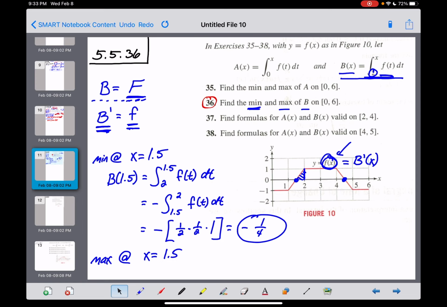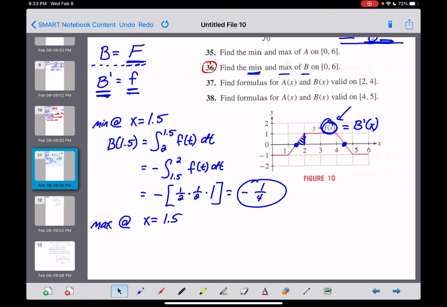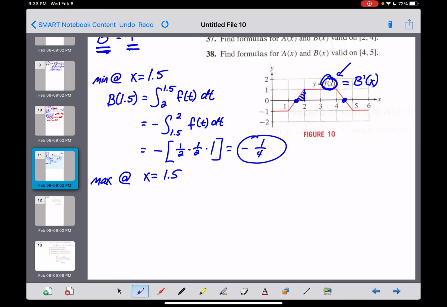So now, I think this will actually be easier than what we just did because the limits we want are in the right order. That should have been 4.5. There you go. So the maximum value, b of 4.5, should be, let's see, the integral now from 2 to 4.5 of f of t dt. So we're looking at a region now, starting here at 2 and ending at 4.5.